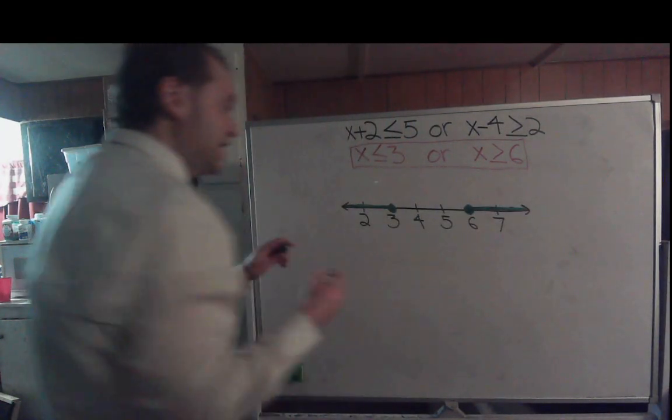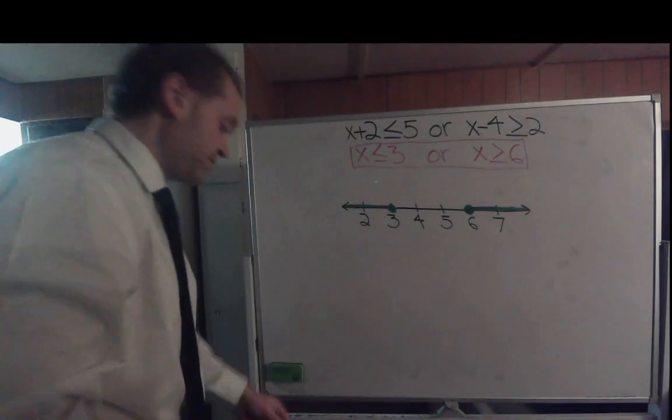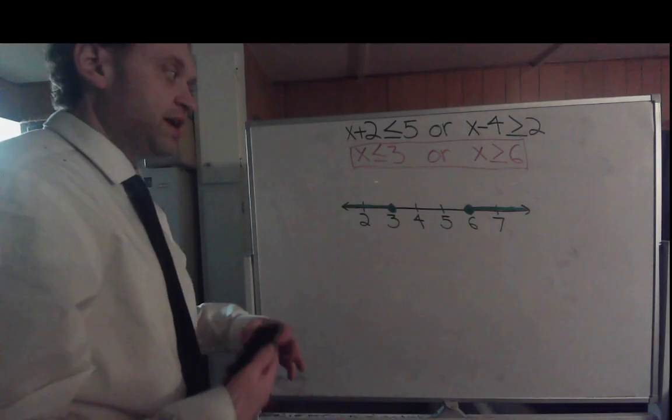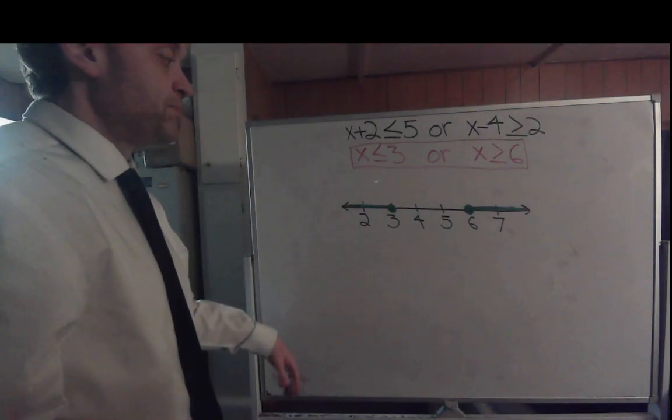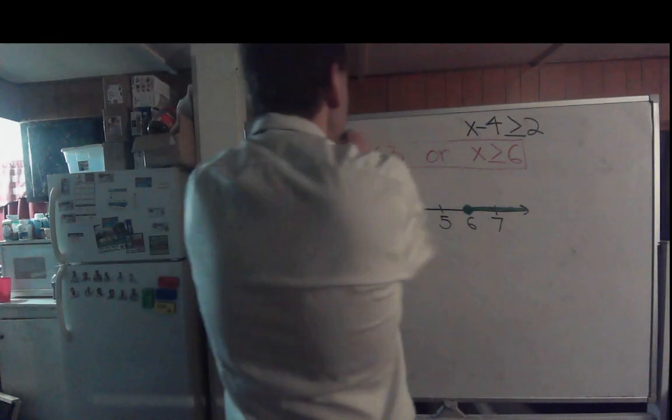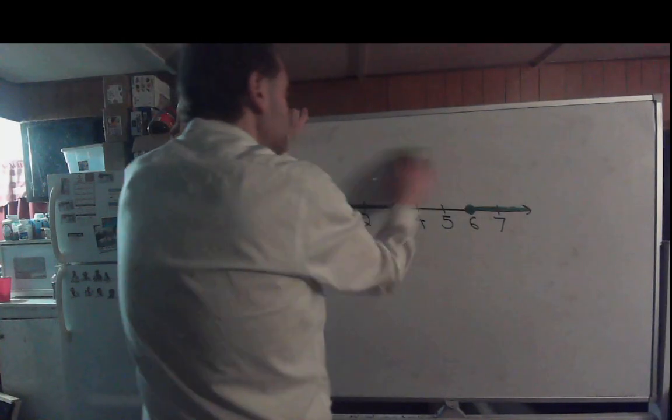So notice you have two disjoint sets here for the graph. Very interesting how that works. I have two more problems, then we're done for the day.